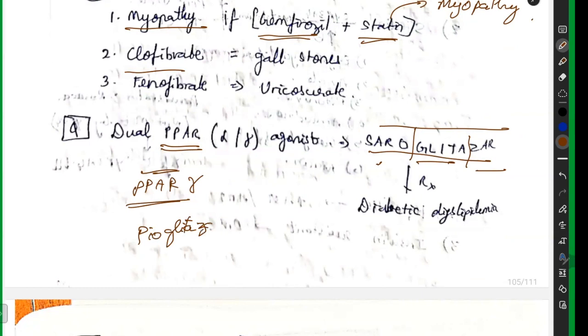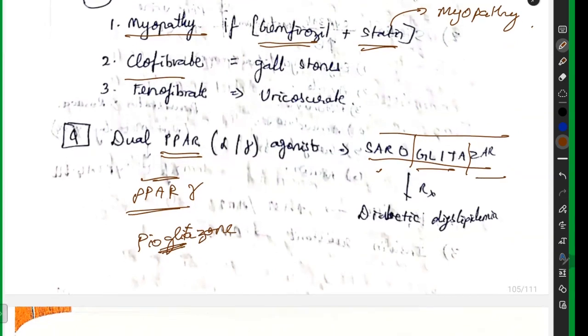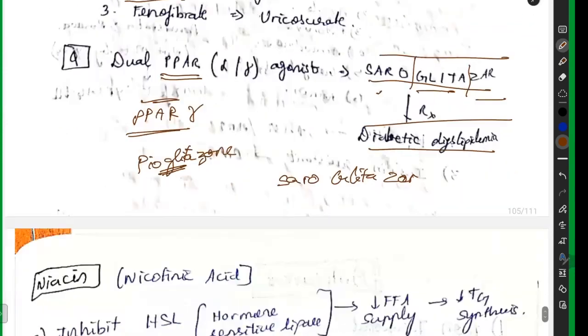So how to remember? Can you see here, you're going to have glita in it. You're going to have glita even in saroglitazar. So whenever there is glita, it is going to be a PPAR gamma agonist. So you're going to have a dual PPAR agonist, PPAR alpha as well as PPAR gamma. The example for this is saroglitazar. This is the treatment for the condition called diabetic dyslipidemia. Are you all clear with this diabetic dyslipidemia? What is the drug you are going to give? Excellent, Dinesh. Thank you for answering.